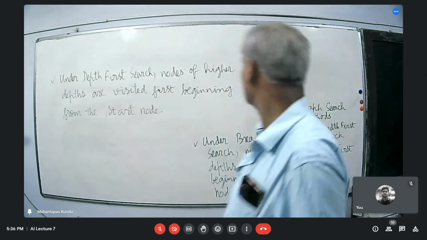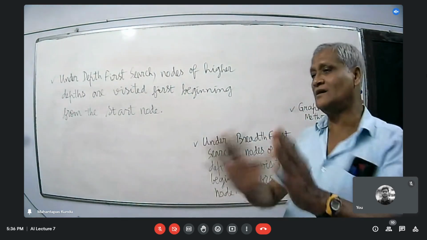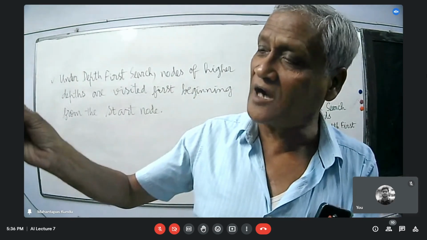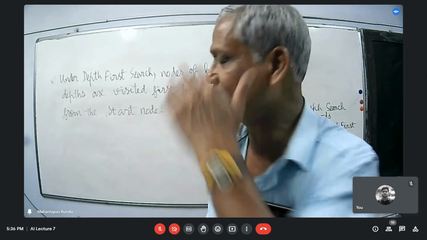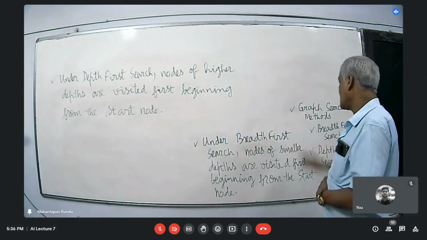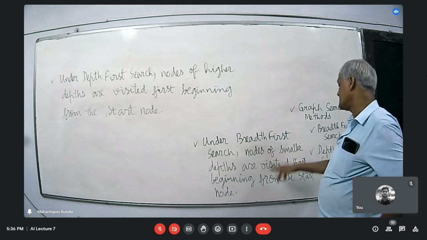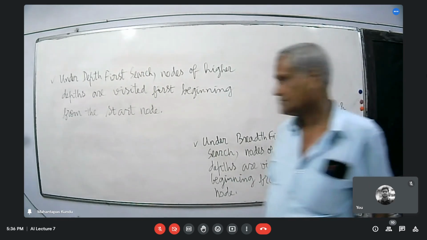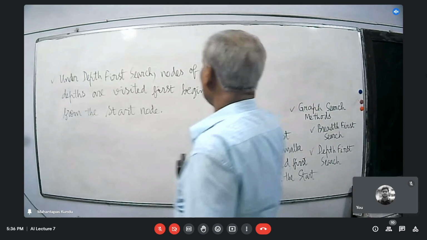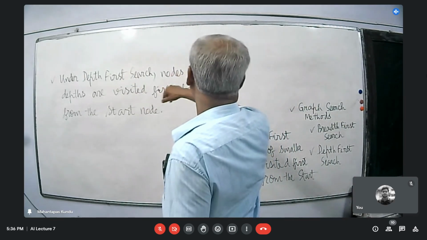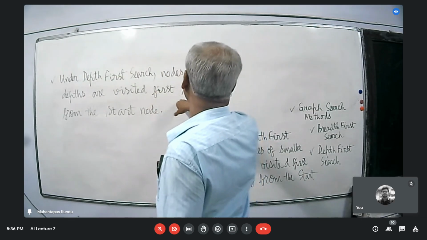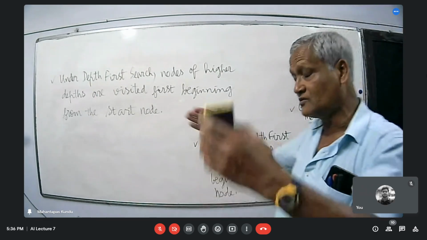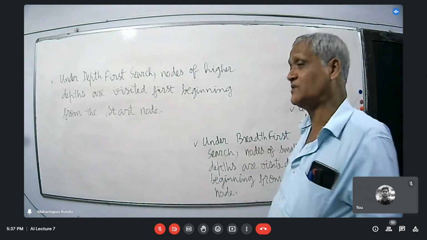Okay. Now initially let us assume that every node is connected to the start node with a single path for the sake of simplicity. Now, under breadth first search, nodes of smaller depths are visited first, beginning from the start node. And under depth first search, nodes of higher depth are visited first, beginning from the start node. Now, let me illustrate this with an example. I shall first illustrate breadth first search.